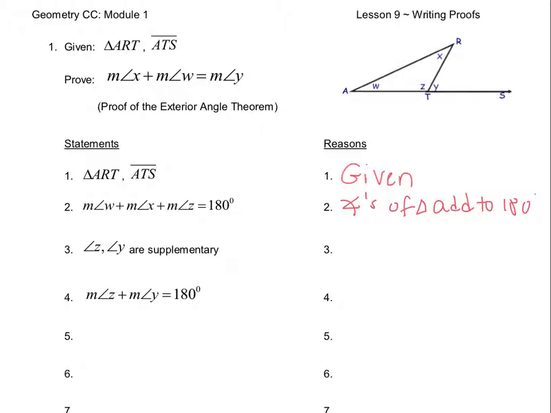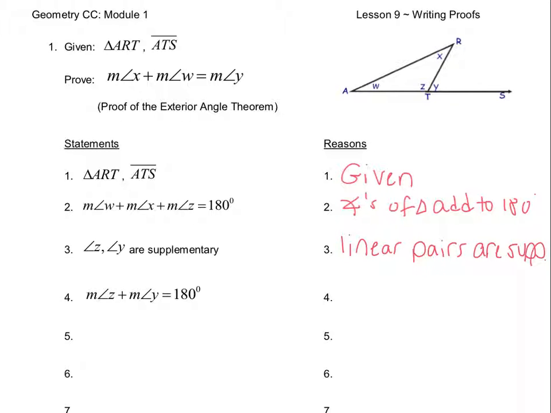Step 3. X and Y are supplementary. Let's take a look at where X and Y are. These two angles right here. Well, they happen to be our linear pair. We know they're supplementary because linear pairs are supplementary. Remember, we don't have to define linear pairs. And I'm going to abbreviate here.